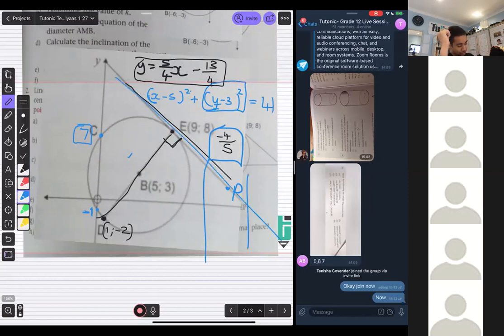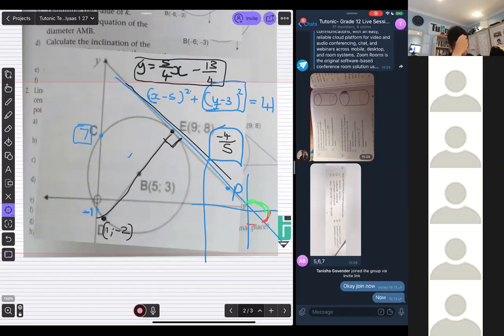So therefore, the calculator is going to tell you this angle. But you want this angle. You see? All right. So, because this is the smallest.